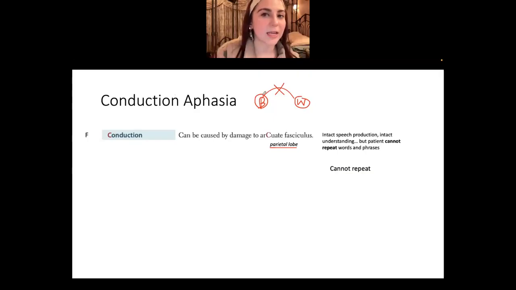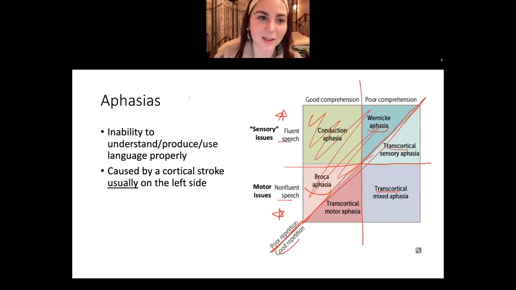You're just kind of hearing what you need to say and then saying it. So this is going to be pretty much your only symptom with a conduction aphasia. It's going to be that they can't repeat. Hopefully that makes sense. Again, it's going to take a little bit of time to work through this chart and be like, okay, fluent, non-fluent, comprehension, no comprehension, repetition, not repetition.